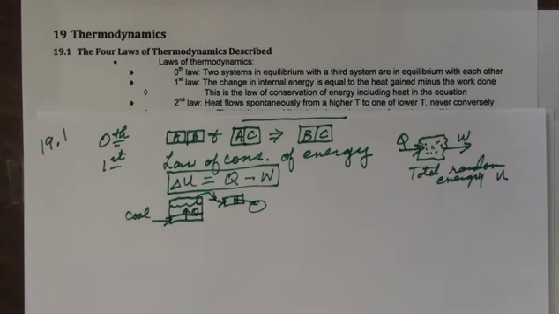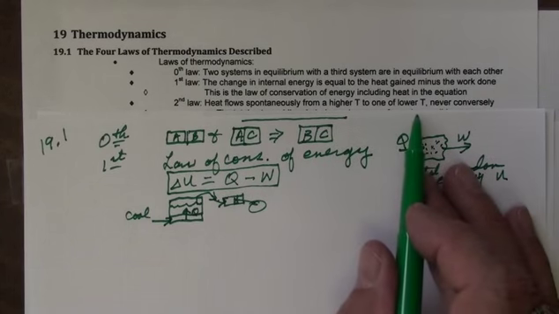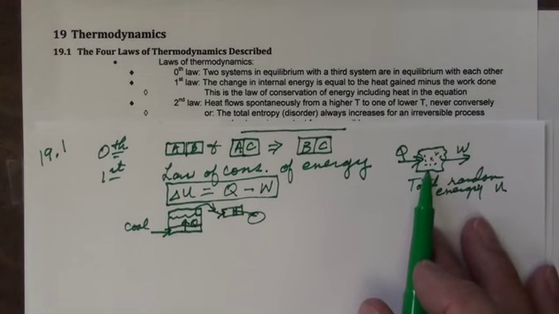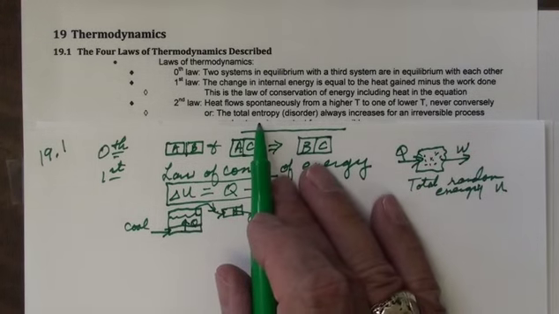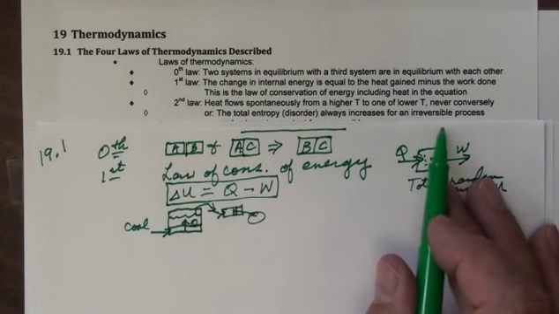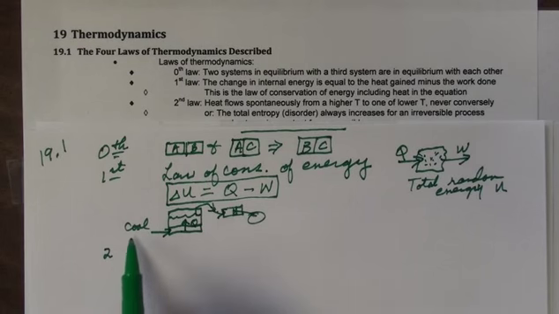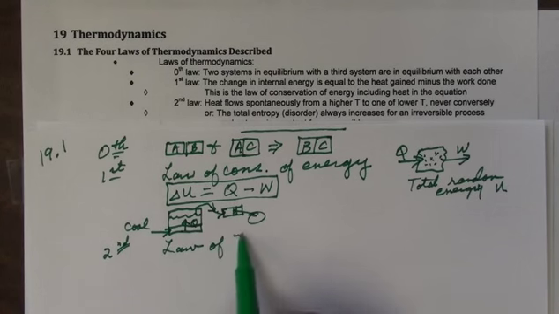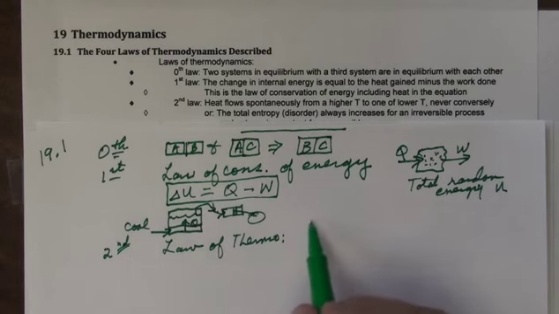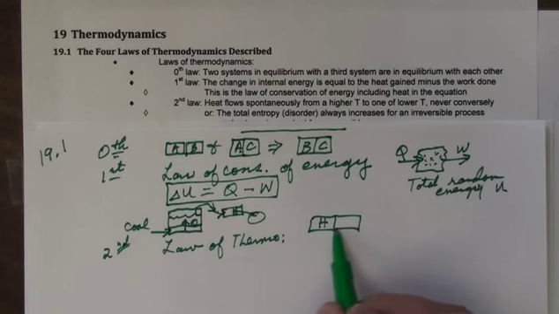The second law of thermodynamics says that heat flows from a higher temperature to a lower temperature and never conversely. Or we could say equivalently that the total entropy or disorder always increases for an irreversible process. Let's look at the second here. Second law of thermodynamics states that if we have a hot object and we have a colder object, then heat is always going to flow in this direction, and heat will never flow in this direction.